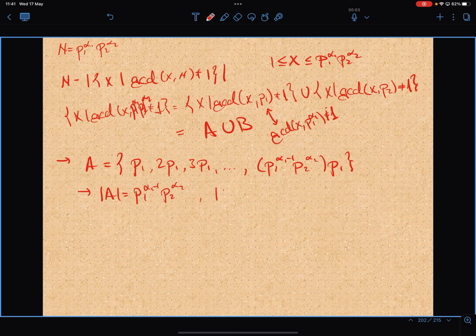What's the size of B? p2^(alpha2 - 1) times p1^alpha1. And what's the size of the intersection? p1^(alpha1 - 1) times p2^(alpha2 - 1).